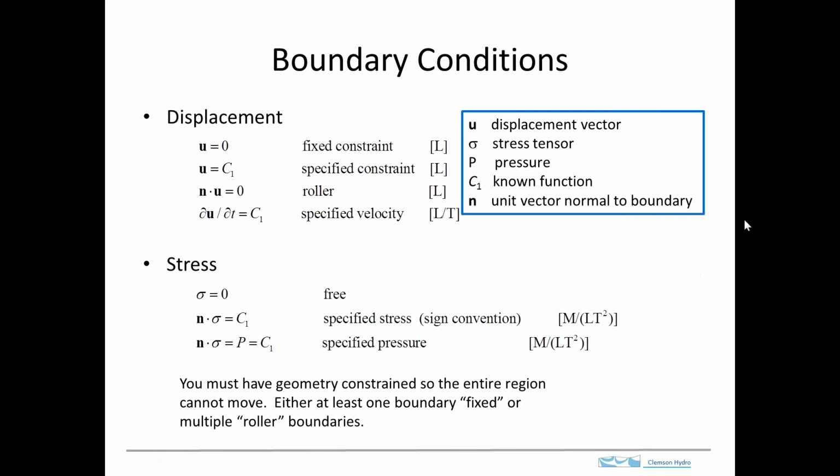So if we were to put rollers here and rollers on this side as well, then it would be constrained, and then we could solve it. So if you have problems early on when you first try to run the model, and it doesn't converge, then check and make sure that you have it fully constrained.